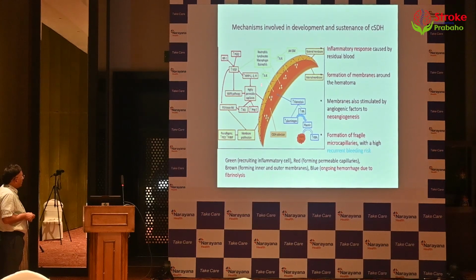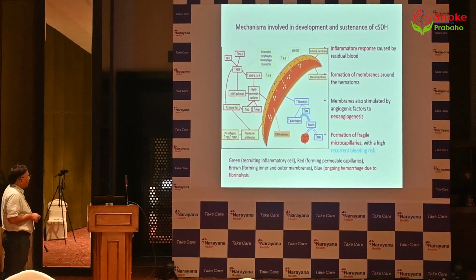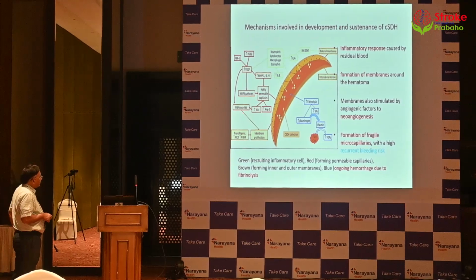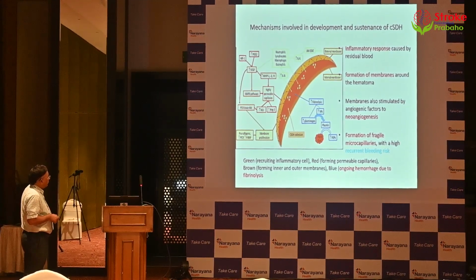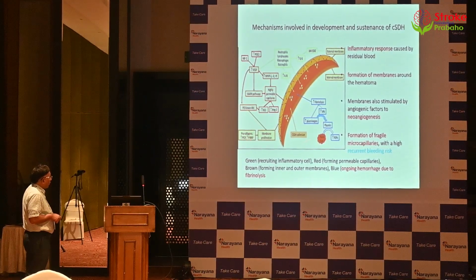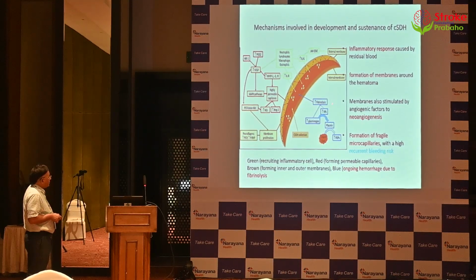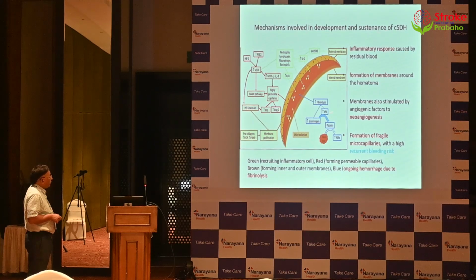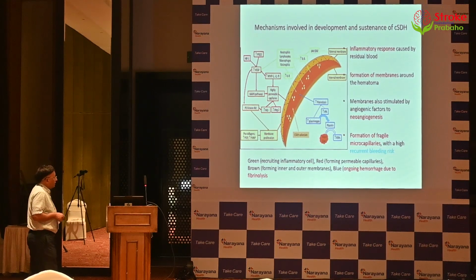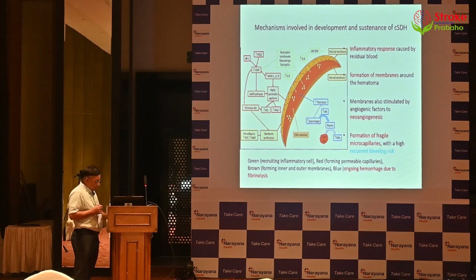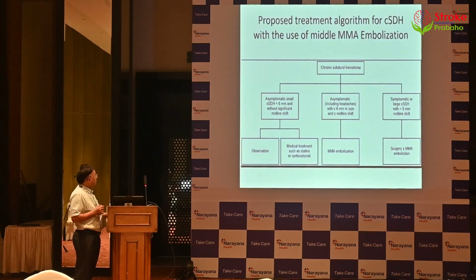These neoangiogenesis vessels are not stable, they are fragile vessels, and they rupture and produce rebleeding. Along with that, there is an ongoing process of fibrinolysis, and this fibrinolysis produces ongoing hemorrhage. So SDH is not a one-time phenomenon. There may be fibrinolysis and ongoing hemorrhage, and fragile vessels may rupture, and there may be recurrent SDH in around 20 to 30% of cases.